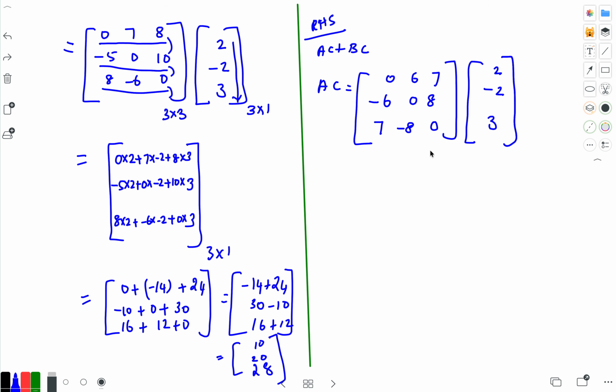First find the order of the matrices: 3 by 3 and 3 rows, 1 column. Here the number of columns and the number of rows are equal. So AC is defined.